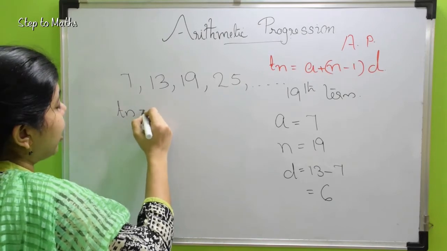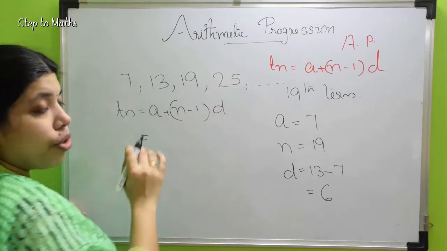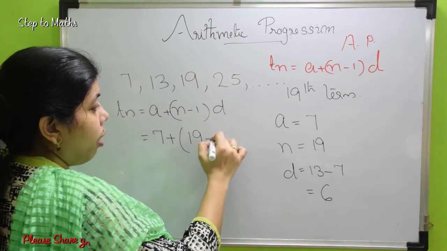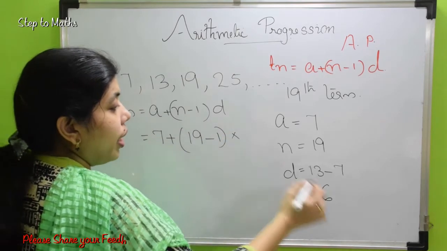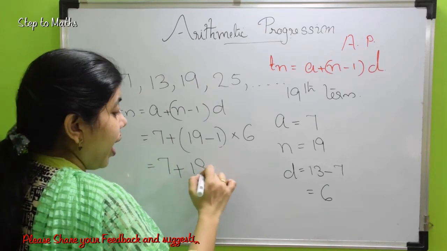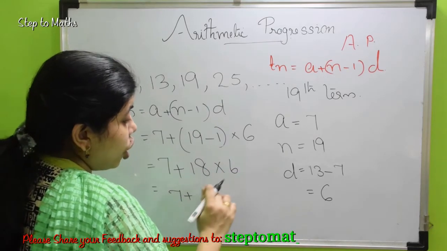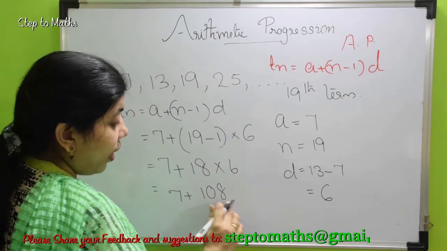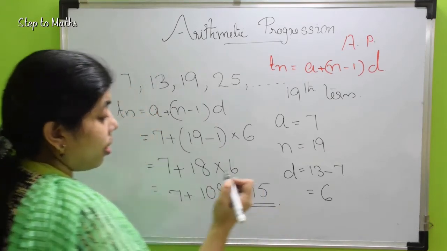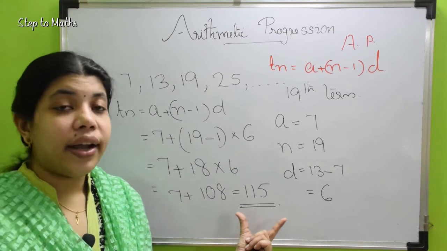Write the formula. Tn is equal to a plus n minus 1 into d. Substitute the value of a, n and d. A is 7 plus n is 19, so n minus 1 is 19 minus 1, into d is 6. That is equal to 7 plus 18 into 6, 7 plus 108 is 115. For this given arithmetic progression, the 19th term is 115.